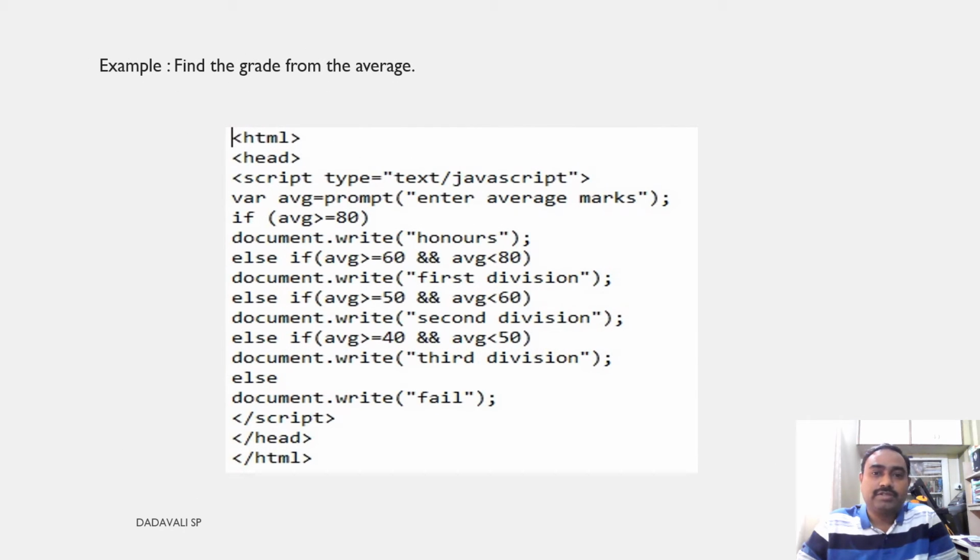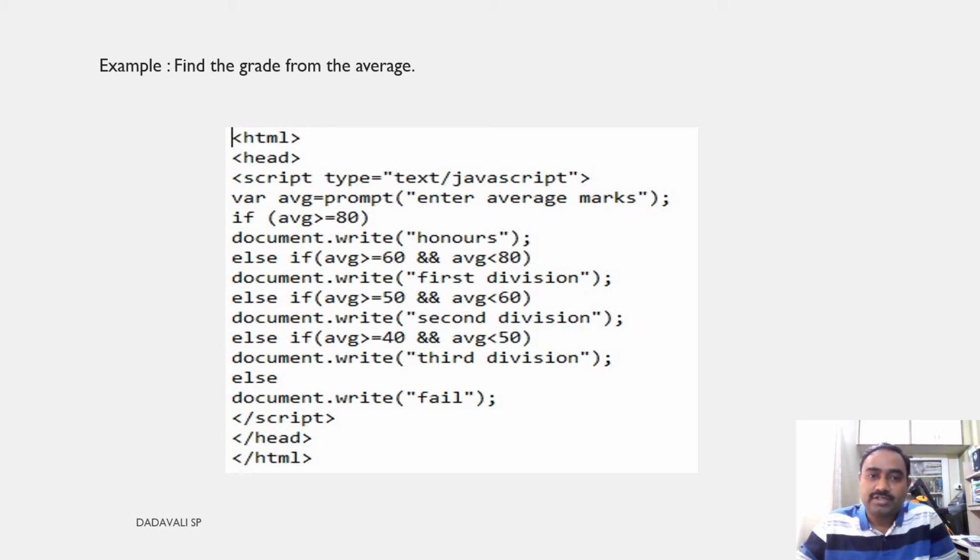So here is one example of an if else ladder: find the grade from the average. Here in the script type, one variable is there, average equals prompt, enter average marks. So it executes the prompt, asks for a value, accepts that value and assigns it to the average variable. Then you check the condition: if average is greater than or equal to 80. Depending upon the value, it executes.